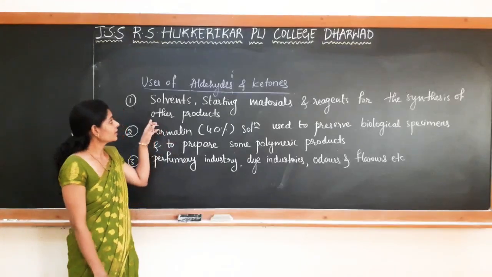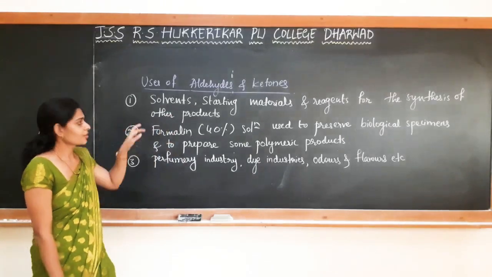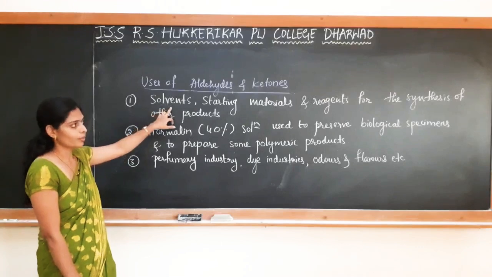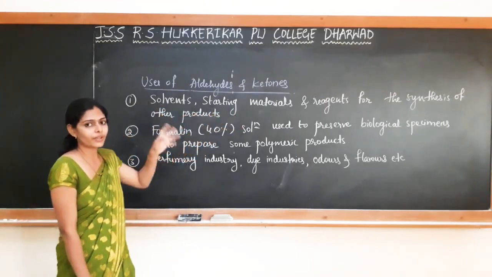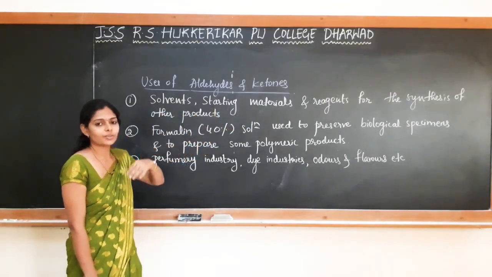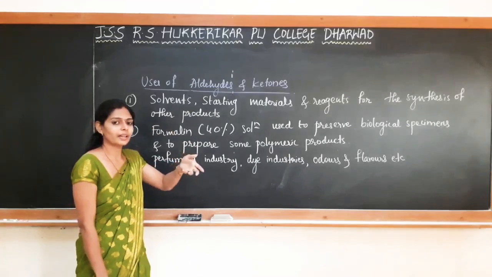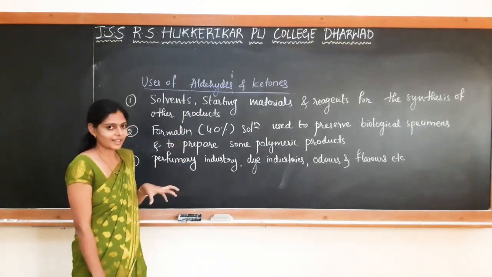Now the last part of aldehydes and ketones is the uses of aldehydes and ketones. Many aldehydes and ketones are used in industries as a solvent. They are used as starting materials and reagents for the synthesis of other products, like acetaldehyde, which is used in making acetic acid, vinegar. So many compounds are prepared by taking the smallest aldehydes and ketones as a starting material.